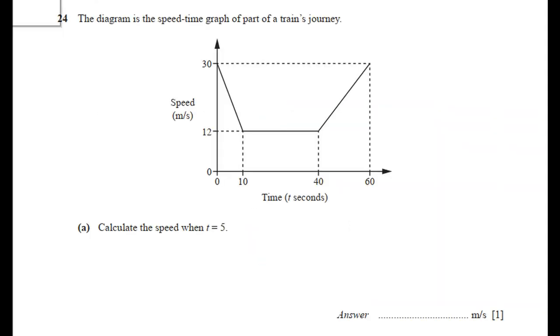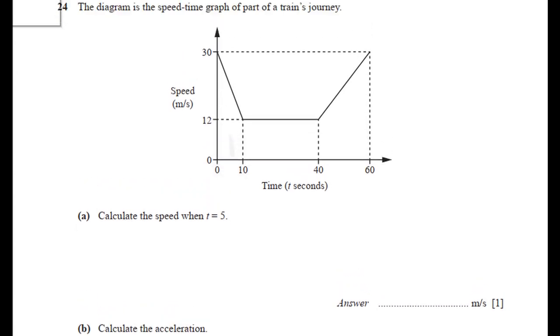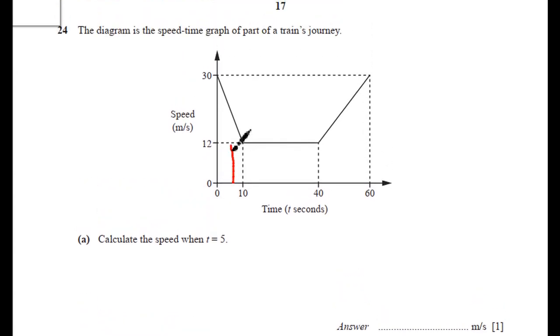Question number 24, part A, find speed when time is 5. So time is 5 somewhere over here. Find this speed when time is 5. Here, find the value of speed x. This is what we need to find. So you may consider this whole triangle, the whole thing, and then consider either one of these small triangles. I will just randomly use this one.